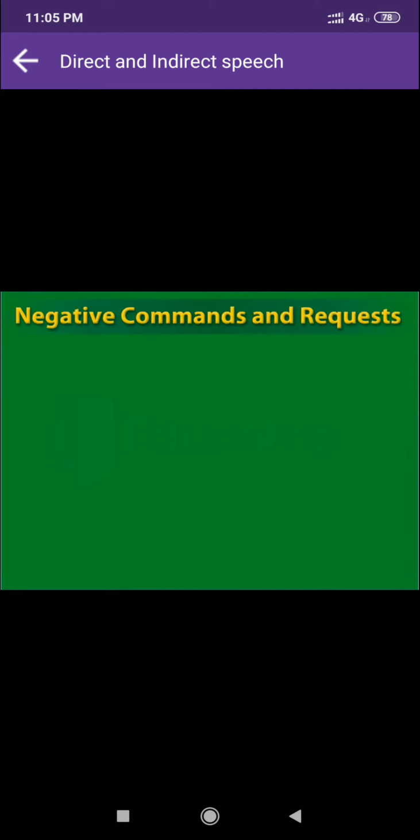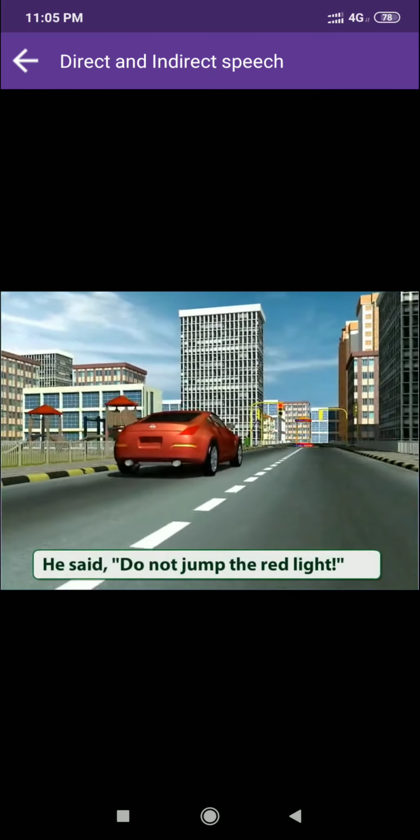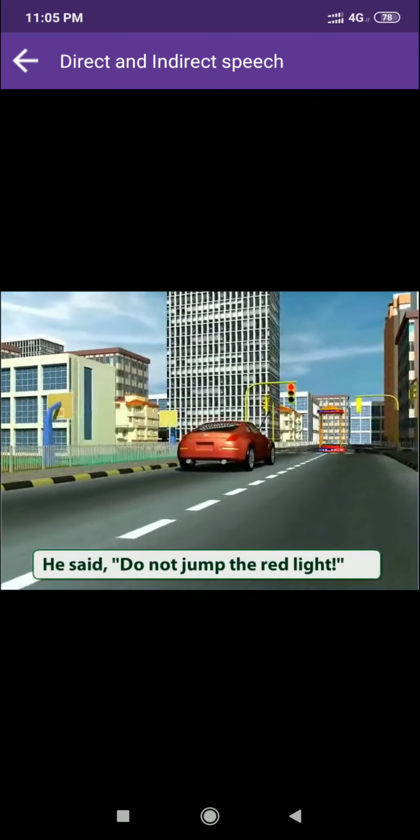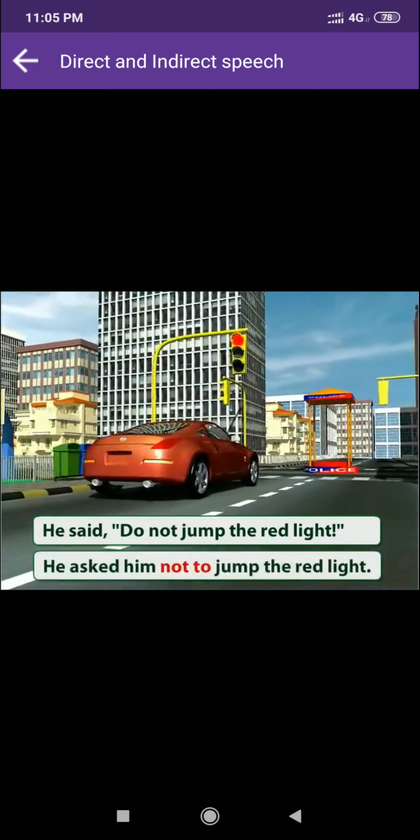Negative commands and requests. We introduce negative commands and requests in indirect speech by adding "not to" before the verb or verb phrase. He said, "Do not jump the red light." He asked him not to jump the red light.